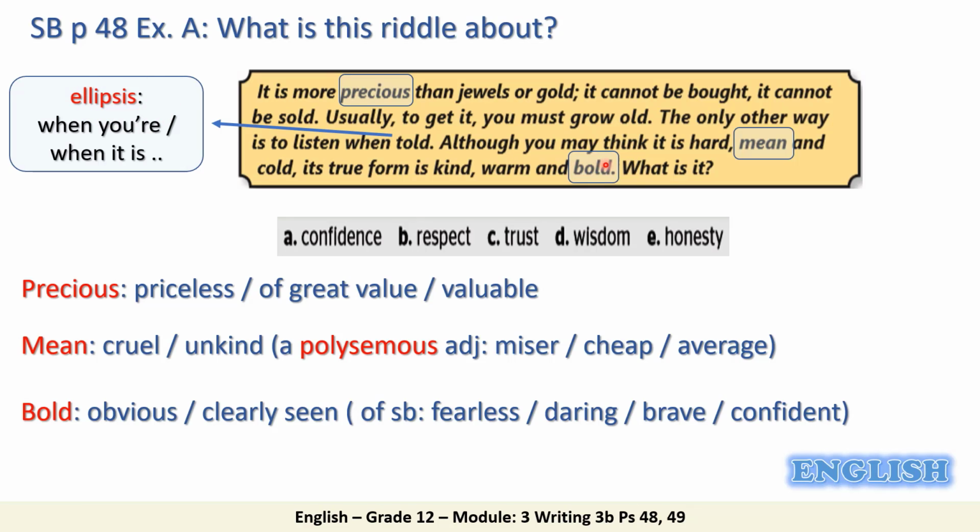Although you may think it's hard, mean, and cold, its true form is kind, warm, and bold. Three adjectives versus other three adjectives. This is what we call the power of three or groups of three. Sometimes writers use this technique to affect the reader more and more, or to be more persuasive, to be more eloquent. The word mean right here means cruel.